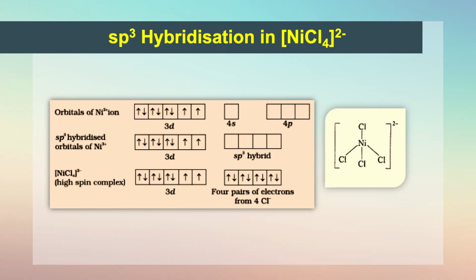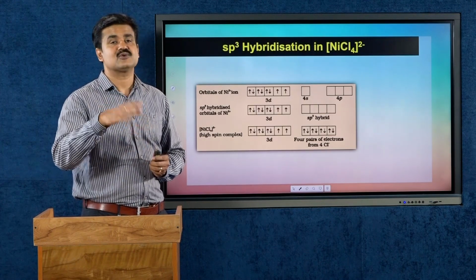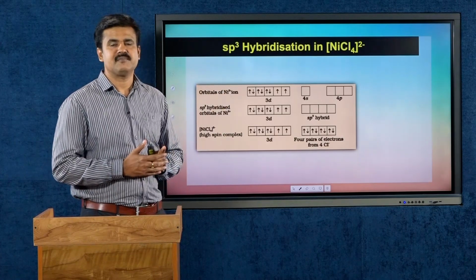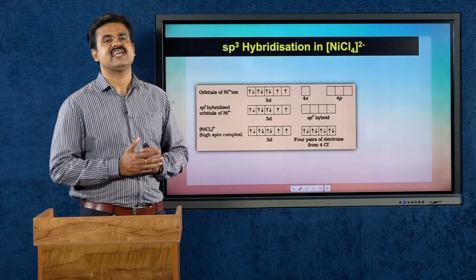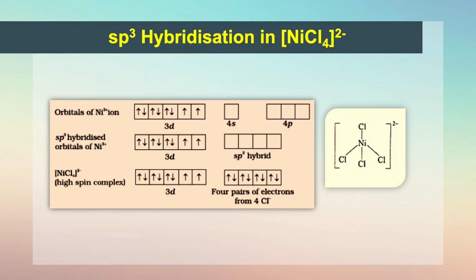These 4 sp3 hybrid orbitals are empty in nickel 2+, and electron pairs from each chloride ligand, 4 such chloride ligands, will be donated to the vacant sp3 hybrid orbitals to form the [NiCl4]2- molecule. This [NiCl4]2- molecule has a tetrahedral geometry with a bond angle of 109 degrees 28 minutes.